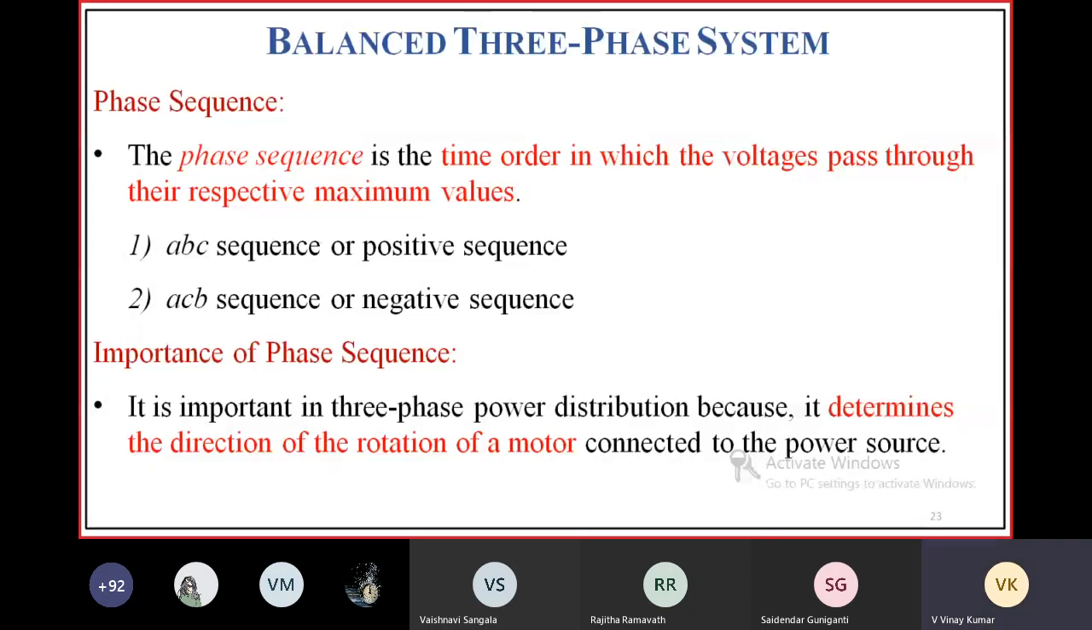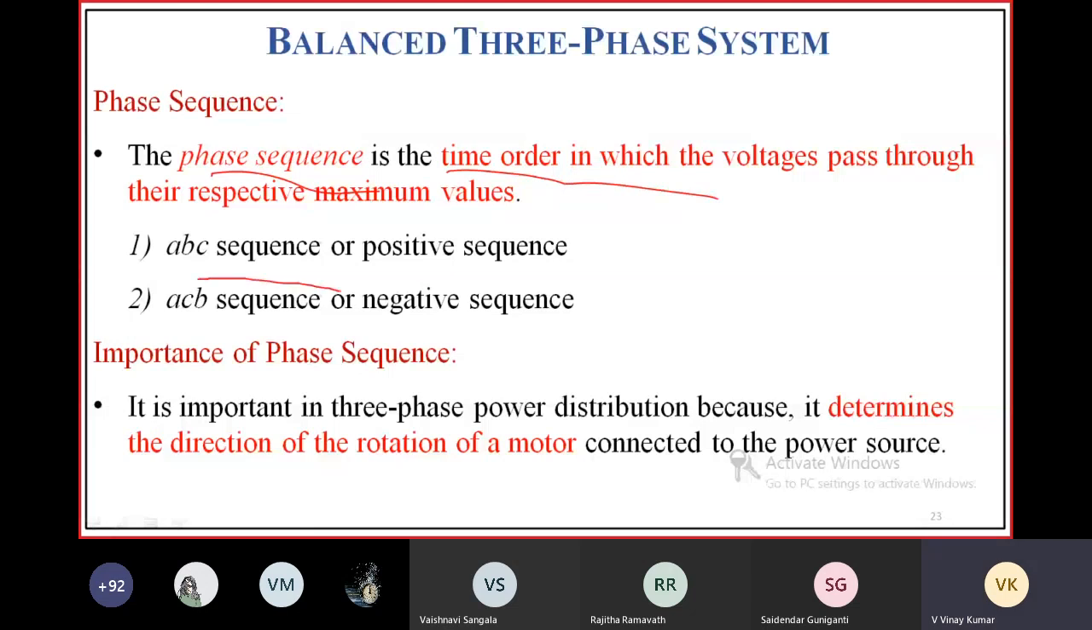Coming to phase sequence. The order in which voltages in the three phases reach their maximum positive values is called the phase sequence or phase order. Phase sequence is the order in which voltages in all three phases reach their maximum values. I'll make it clear. This is phase sequence. You can also have a definition like this.